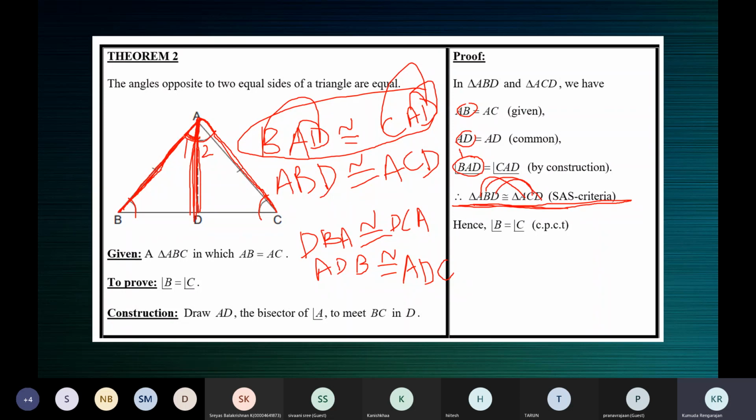See, which are the angles of the triangles? This 1, 2, 3. And here this one, 1, 2, 3. So according to this order, we understand that angle 1 is equal to angle 2. Then angle B is equal to angle C. And then D is equal to D, meaning D of the first triangle is equal to D of the second triangle. Don't think D is only one angle. D represents two angles in the two different triangles. In the first triangle, this is D. In the second triangle, this is D.